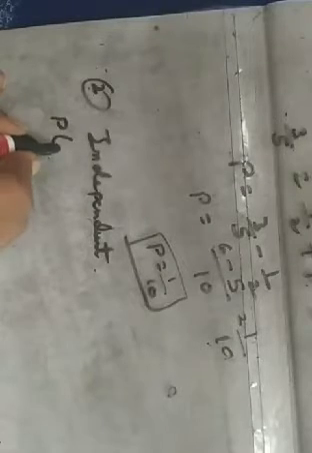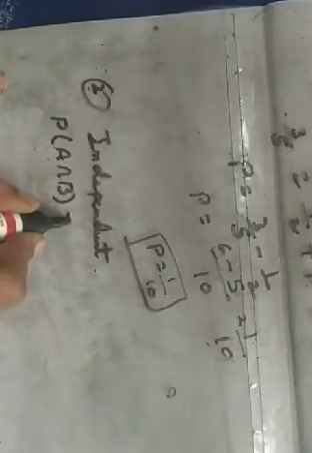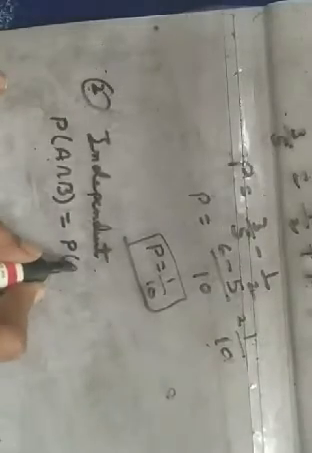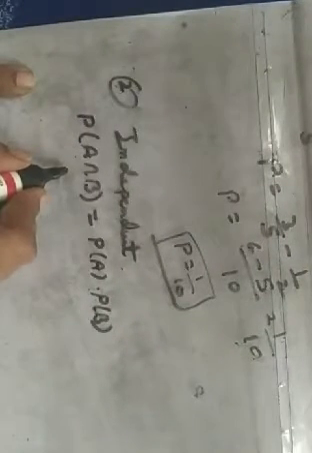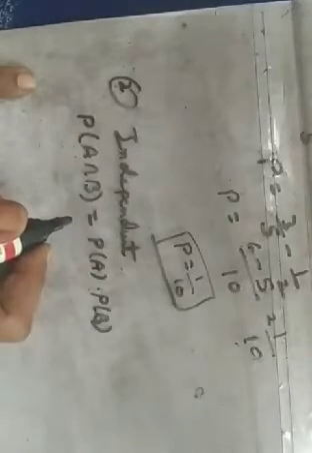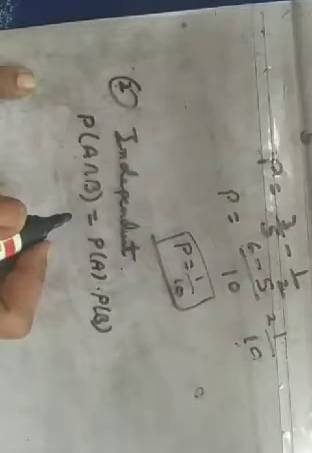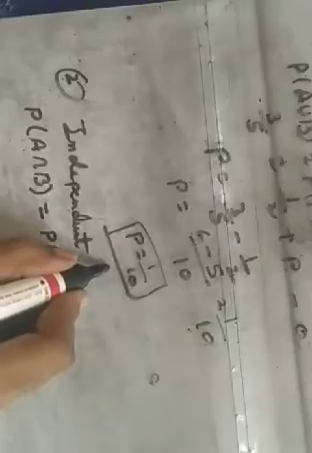Independent. P of A intersection B is equal to P of A into P of B. The intersection, so we don't know the intersection, so we can find the intersection first, isn't it? So how to find the intersection?